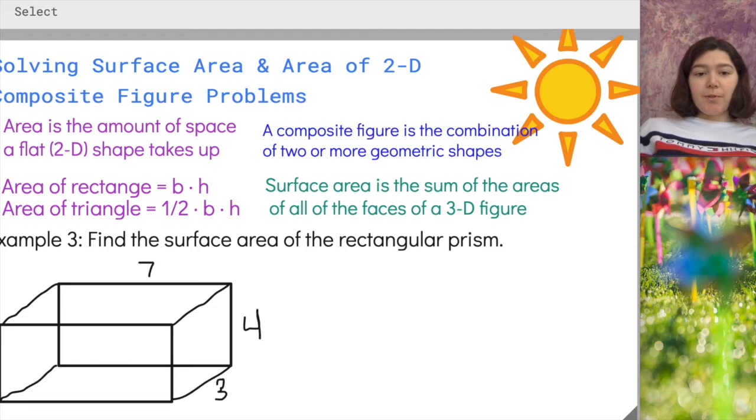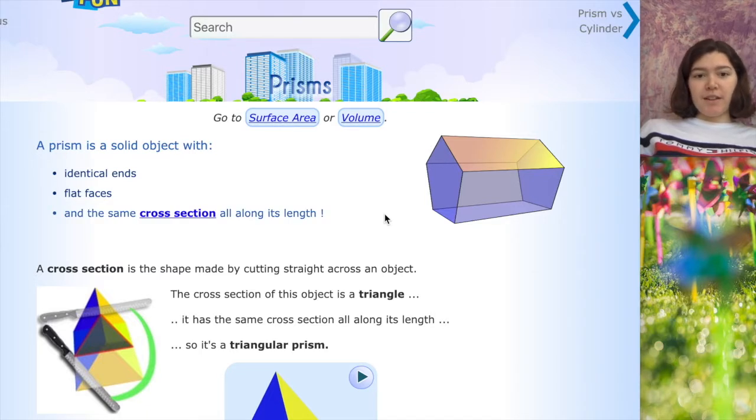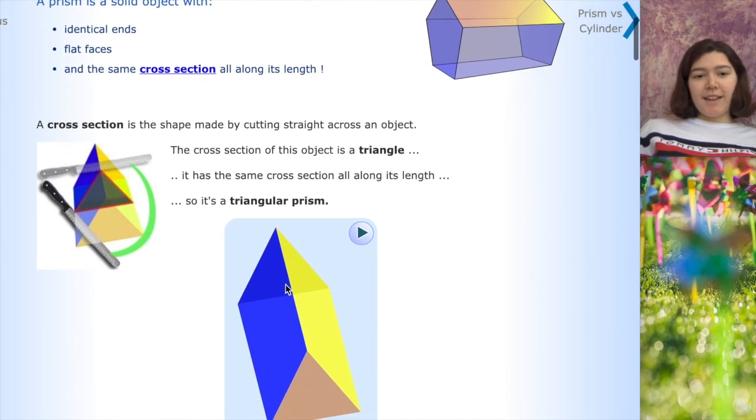For example 3, we're asked to find the surface area of the rectangular prism. You've learned what a rectangular prism is before, but just a quick reminder. A prism is a solid 3-dimensional object that has identical ends, and those ends give you the name of the figure, flat faces, and the same cross sections at all the lengths. So that means if you were to take a knife and chop a rectangular prism in half across it, you would have this same 2-dimensional figure.